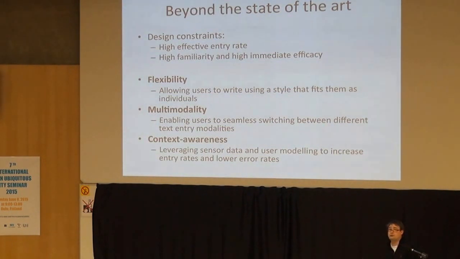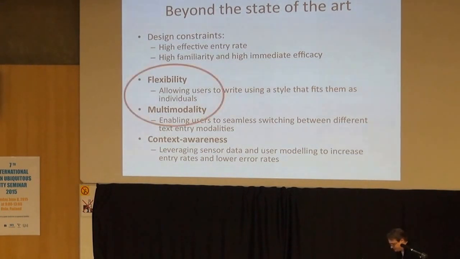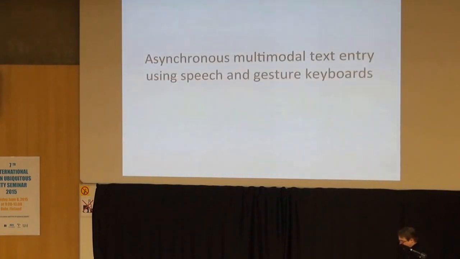We have much better on-device sensors nowadays, and by using these sensors, we can improve the predictions that the models are making. And I'll give you one example to show you I'm not just waffling about something we have done, which is in this space, intersecting flexibility and multimodality. It's called asynchronous multimodal text entry using speech and gesture keyboard. So we use a gesture keyboard, and we're also going to use speech. And the way it works is as follows.